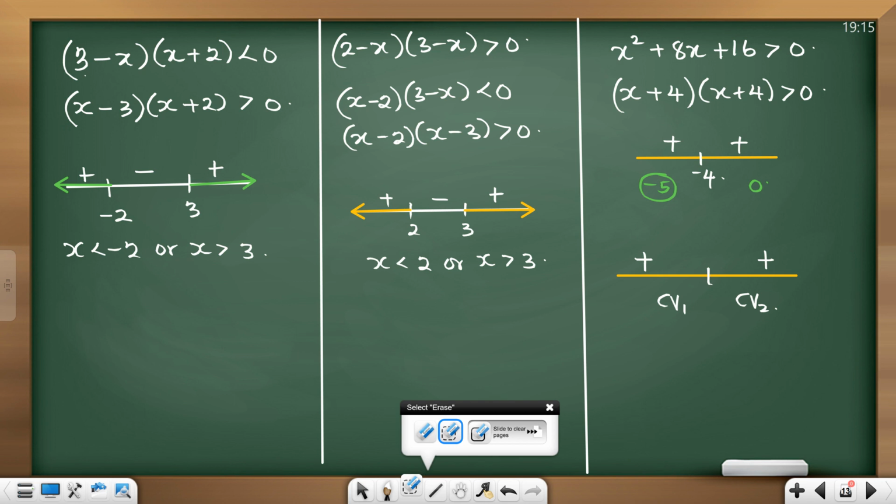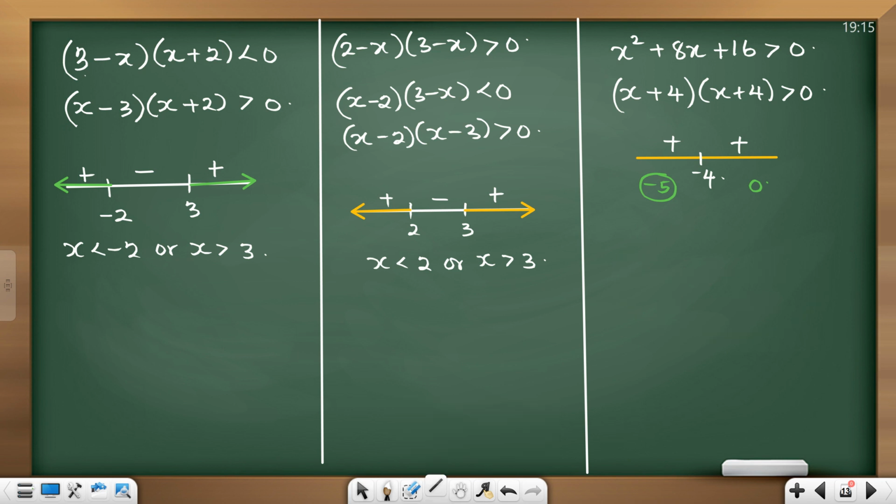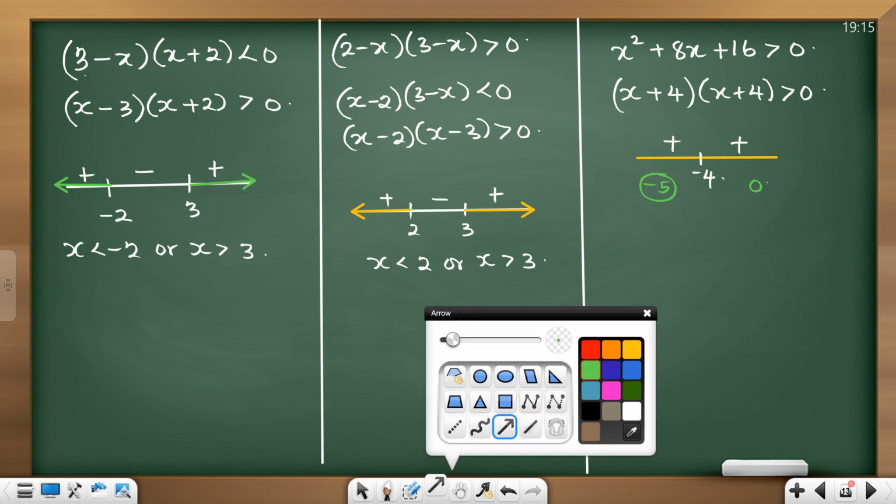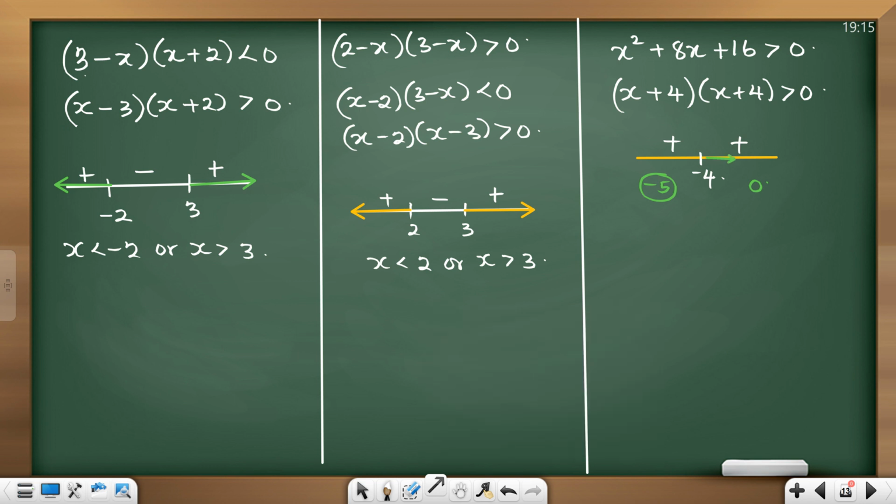How do you write this answer, my beautiful learners? Look at what we're saying. We are saying my answers start from negative 4 to the right, and my answers also start from negative 4 to the left. This is what it looks like. X is less than negative 4, or X is greater than negative 4. If you look at this, it means all values except negative 4.